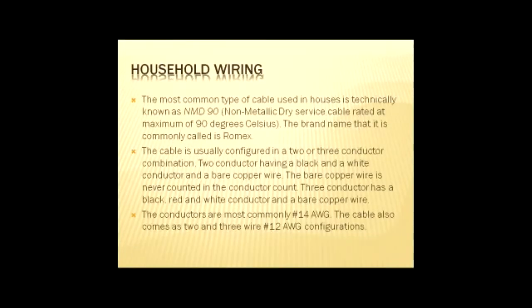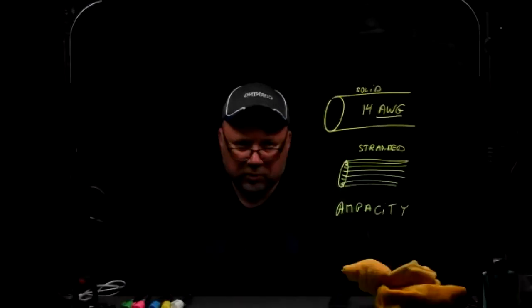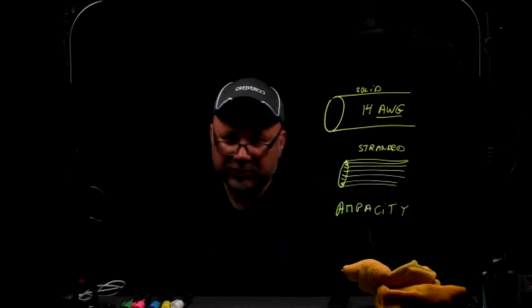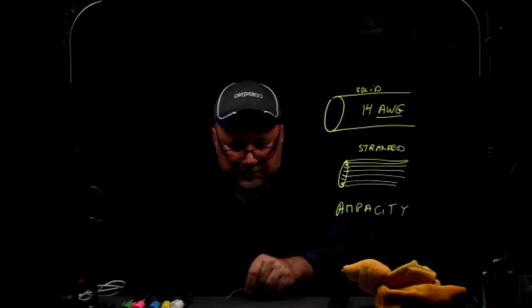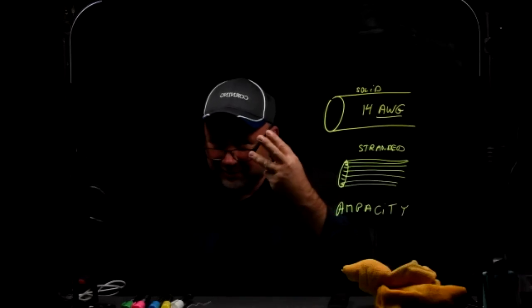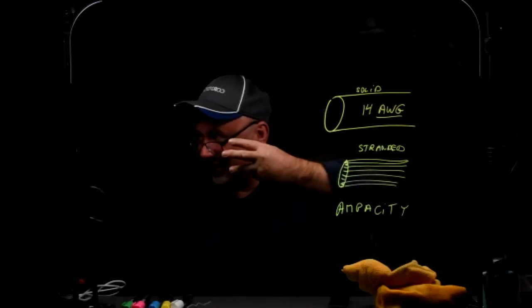The cable is usually configured in a two or three conductor combination, two conductor having a black and a white conductor and a bare copper wire. So two conductor wire. 14-2, that means it's a 14 gauge and two current carrying conductors plus the grounding wire. So 14-2 is going to have three wires. Three? That's three.